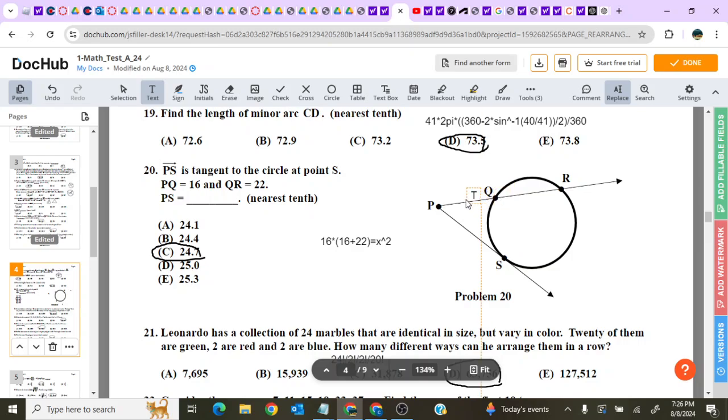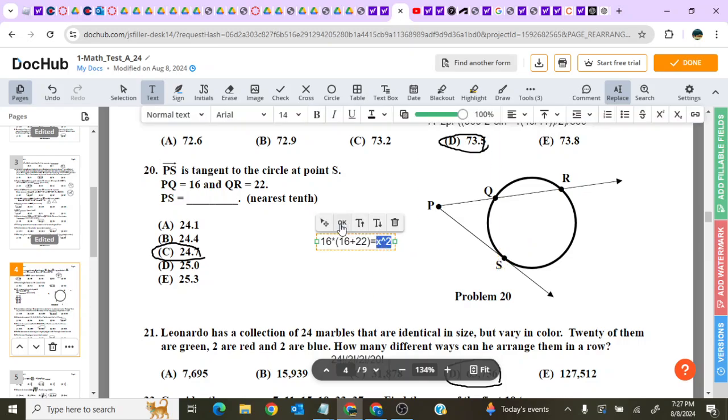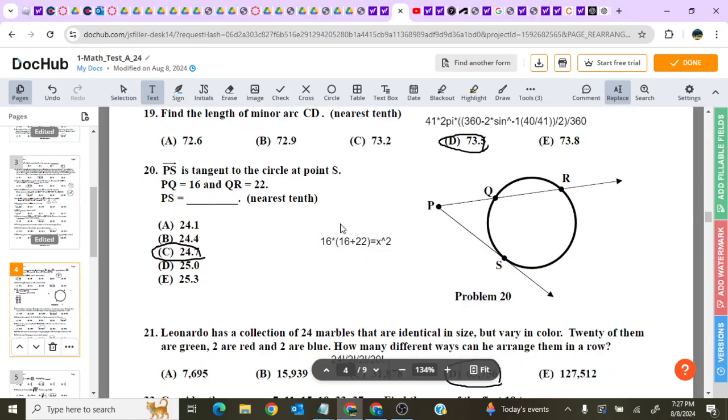So in other words, the equation is basically the part outside of the circle times the entire segment, PR, has to be equal to the same thing for another tangent line. So basically what that means is PQ times PR, so 16 times 16 plus 22, has to be equal to the part outside the circle for this times the part outside and inside of the circle for this. Well, there's no part inside the circle, so those two things are the same. So you can just assign it to some unknown x squared value, solve for x, and you get 24.7.